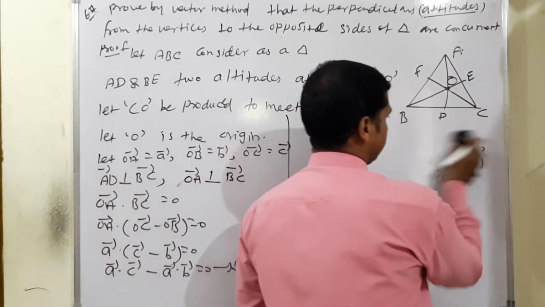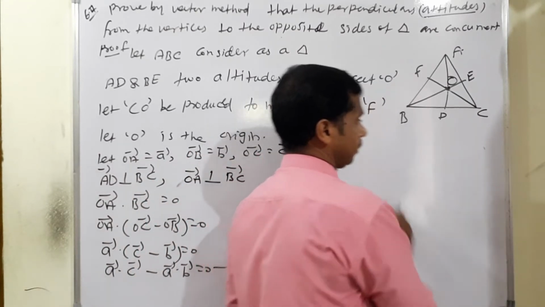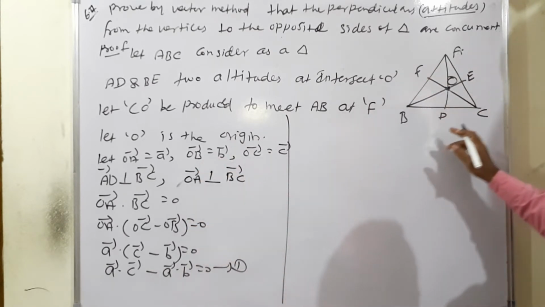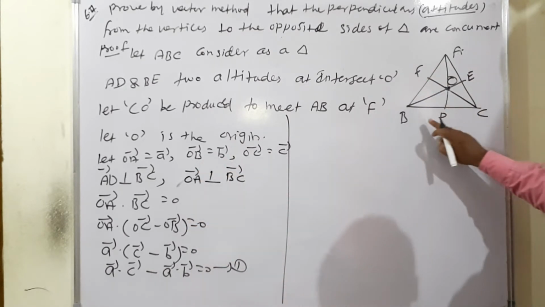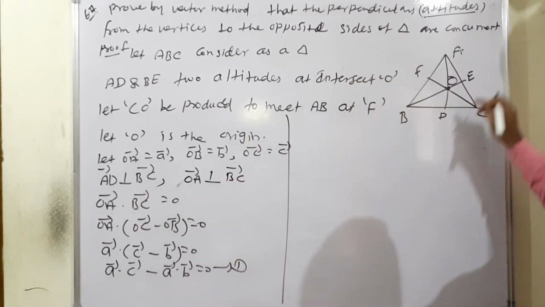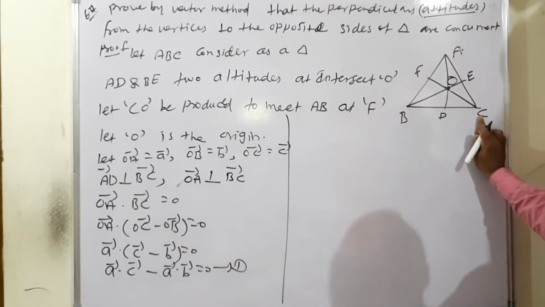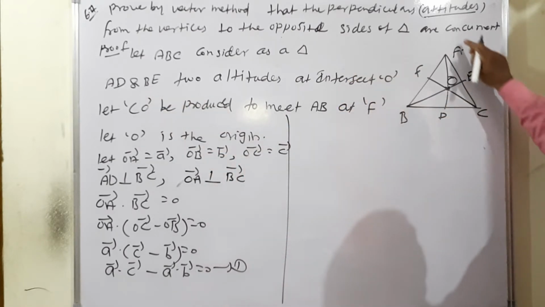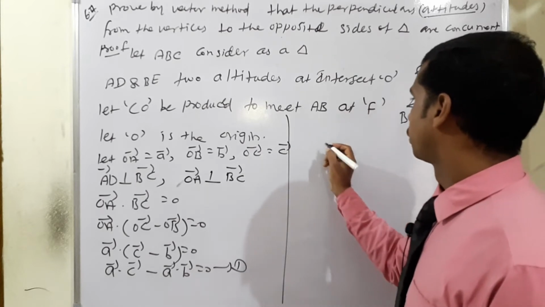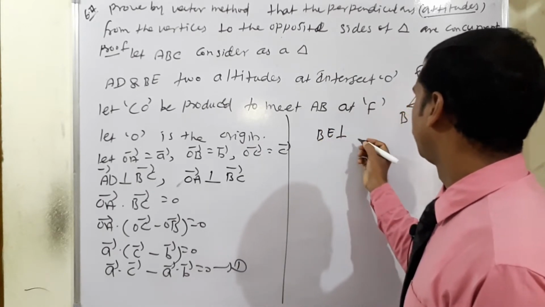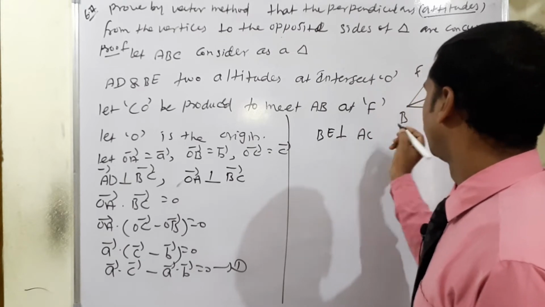Next condition. The first altitude is over. Second altitude, what will happen? First one I have taken as AD perpendicular to BC. Second one, we can take BE perpendicular to CA. So now BE is perpendicular to AC.